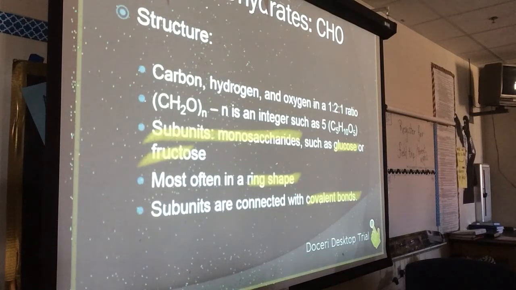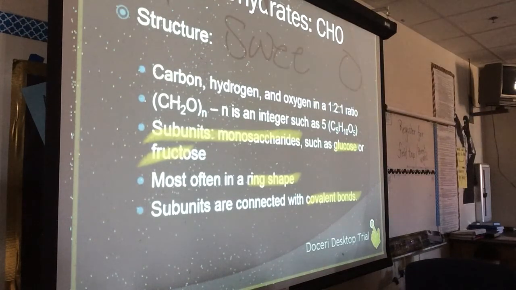So, one way you can remember this is think about when you're sweet on somebody, right? You buy them gifts. Valentine's Day, you probably buy them candy, right? If you're really sweet on them, you may eventually buy them a ring. So carbs are sweet, and they come in the shape of a ring. Pretty easy to remember, right? So, the big ideas here: I would draw a ring. I would write that they're sweet.